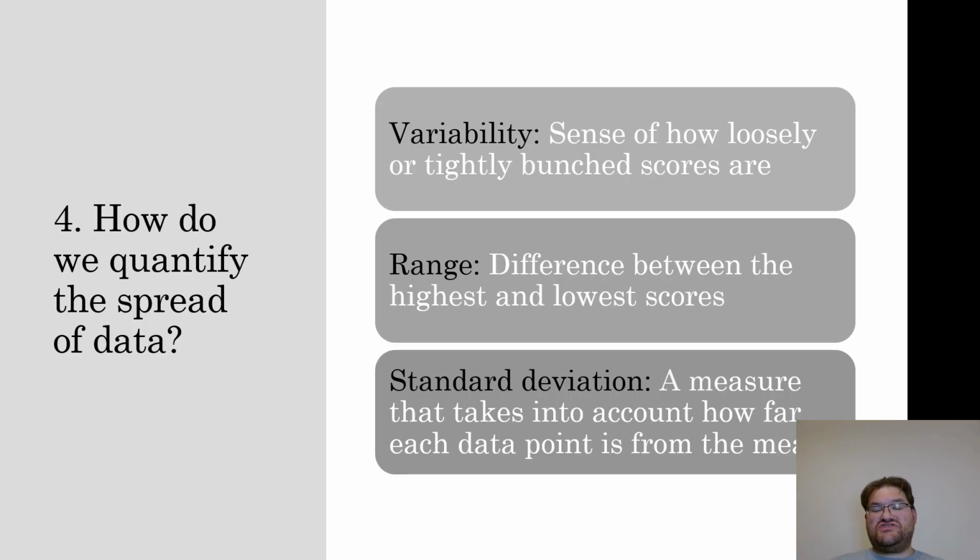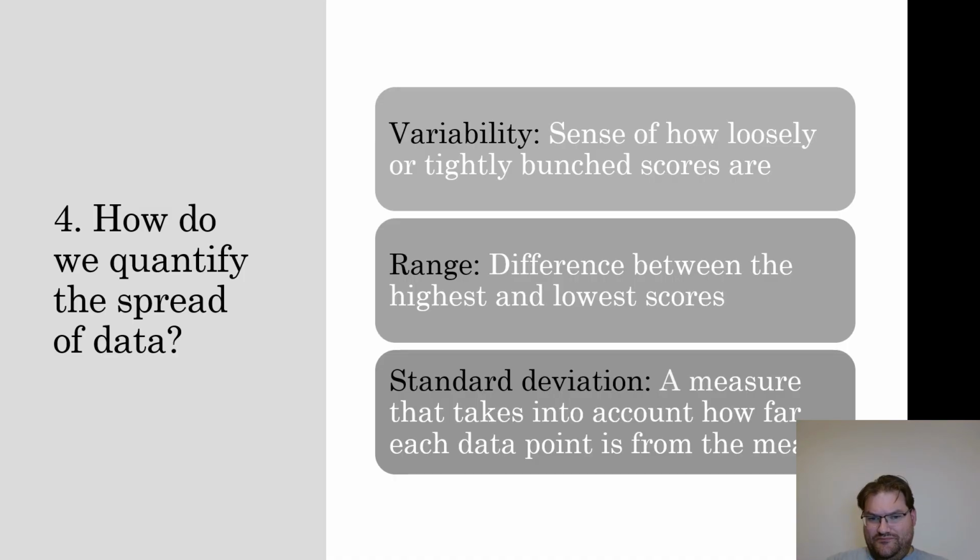How do we quantify the spread of data? Well, we can look at variability. That's the sense of how loosely or tightly bunched scores are. Sometimes the distribution might be what we call platykurtic, so it doesn't have the bell shape. Most of the scores are kind of flat and distributed far and wide. But some distributions might be leptokurtic, where most of the scores are just in the middle.